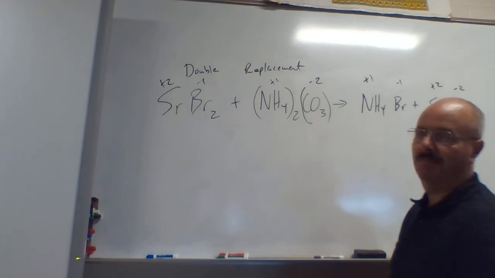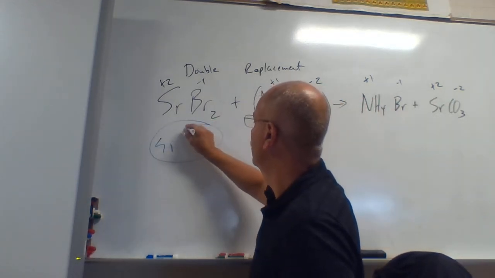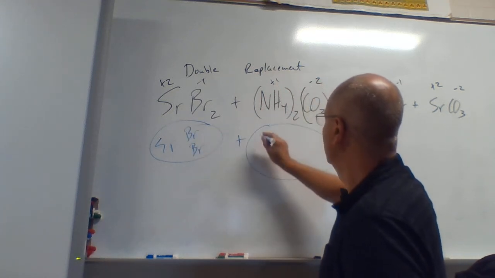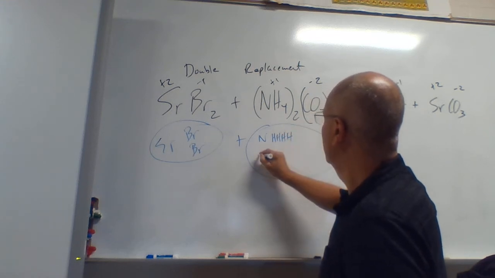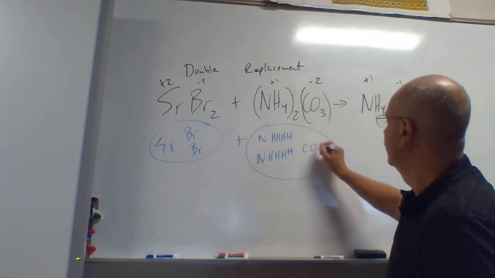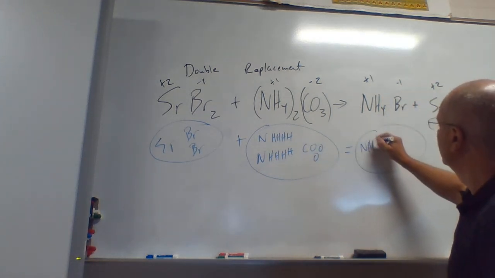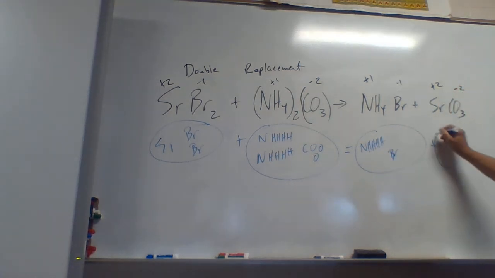So now all that's left is balance this guy. So we've got an Sr and 2 Brs. Plus, oh my goodness, this thing's really big, an N and 4 H's. I got that twice. And I got C and 3 O's. That's equal to an N and 4 H's and a Br plus an Sr, a C and 3 O's.